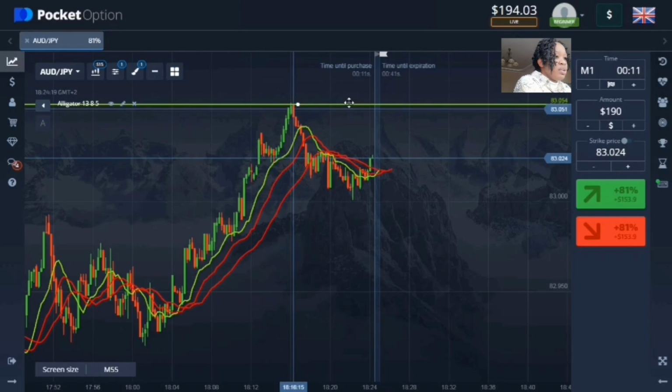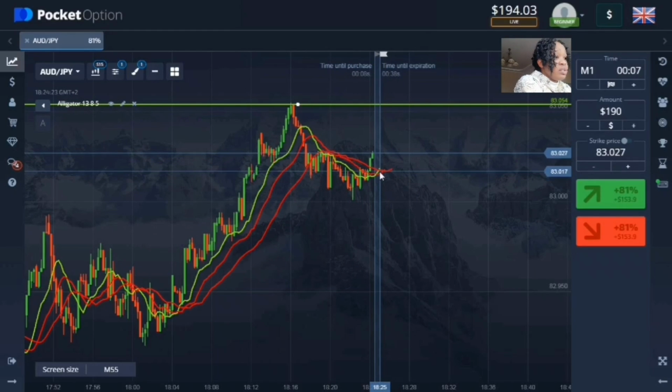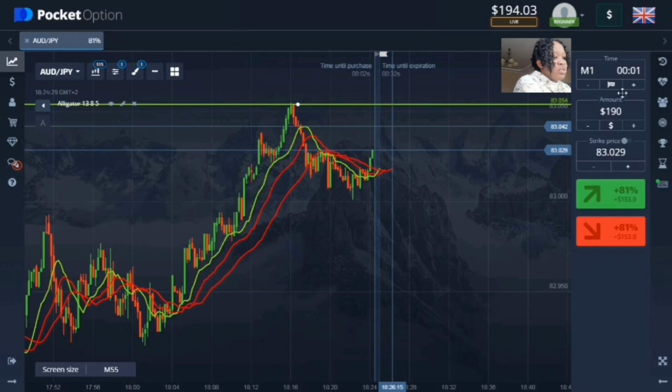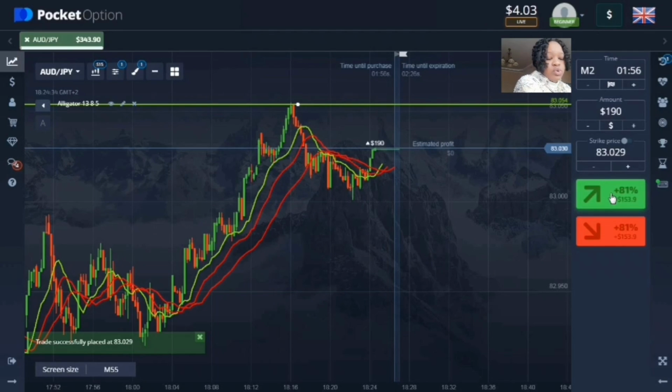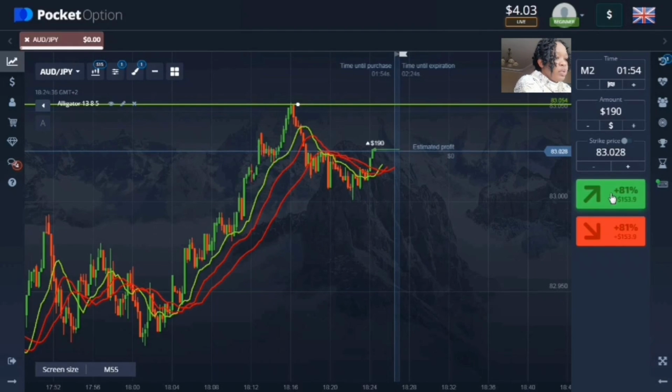So here we can see the resistance level. The price has rolled back to this level and is starting to approach it again, and I think that very soon the price will continue its movement to the resistance level, and also the indicator predicts the same. So let's open a trade for 2 minutes and up and wait.